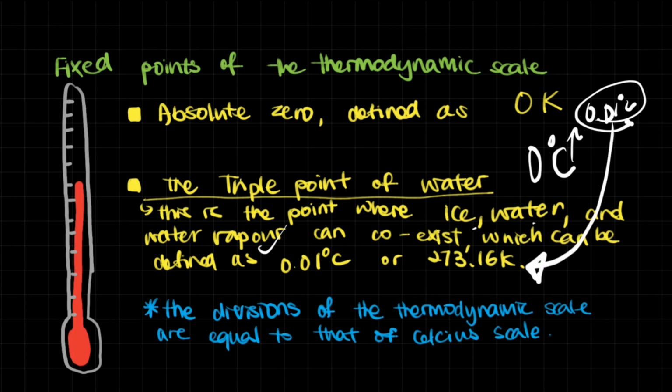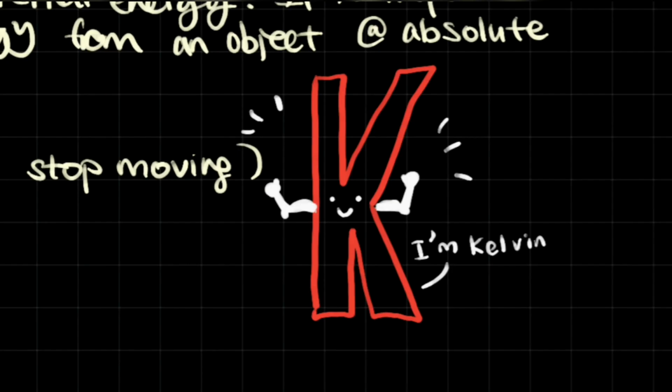Now, if you translate this directly into the Kelvin scale, then that's going to be the temperature. So you basically take these two temperatures, 0 kelvins and the triple point of water, and you divide it into 273.16 K. You get the same division as it is in the Celsius scale, and that's what we wrote here. The divisions of the thermodynamic scale are equal to that of the Celsius scale. And so that is about it for the thermodynamic scale, the Kelvin scale.